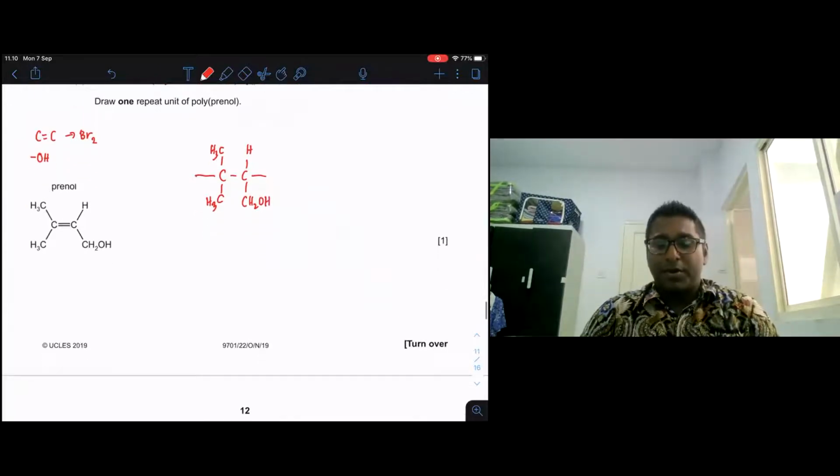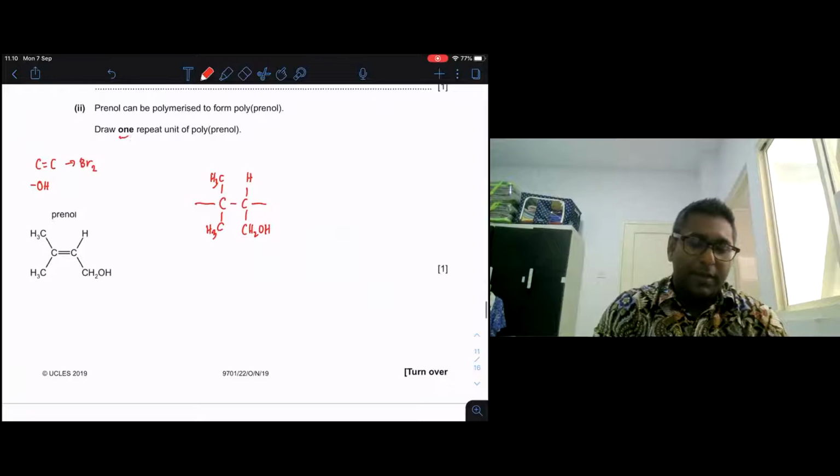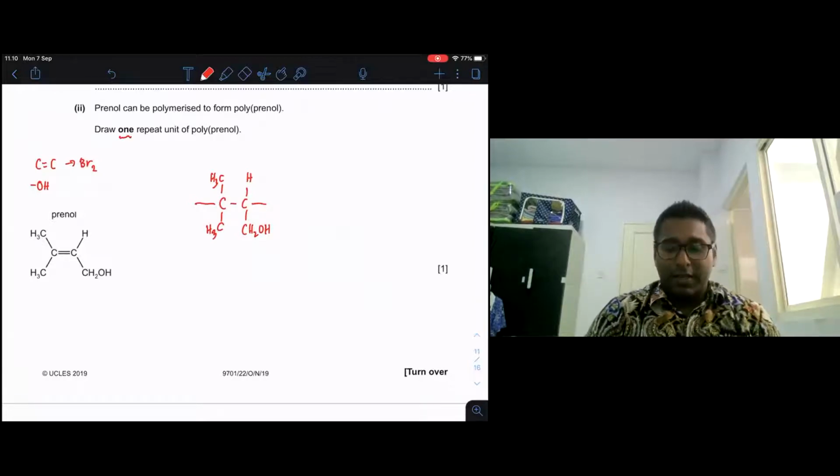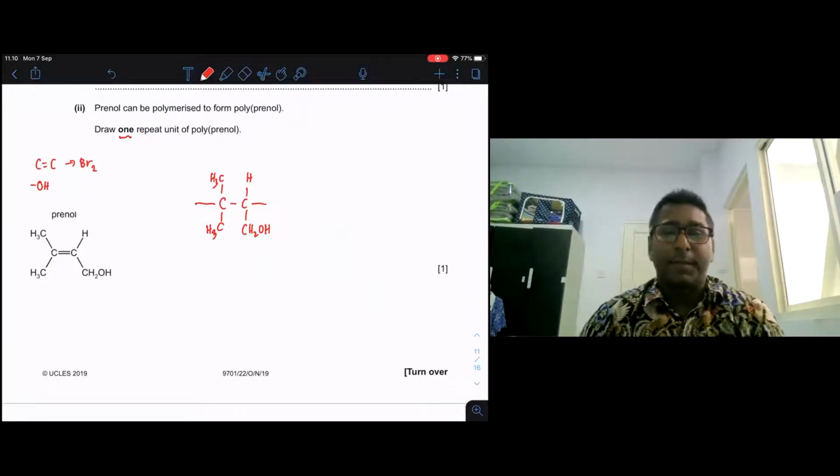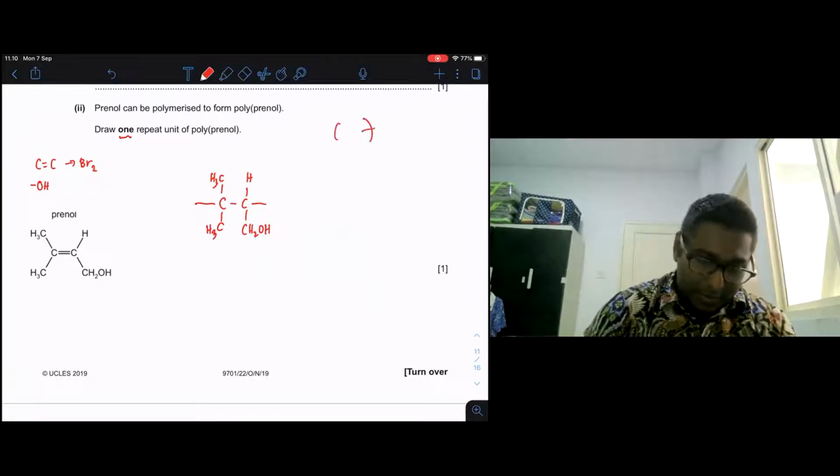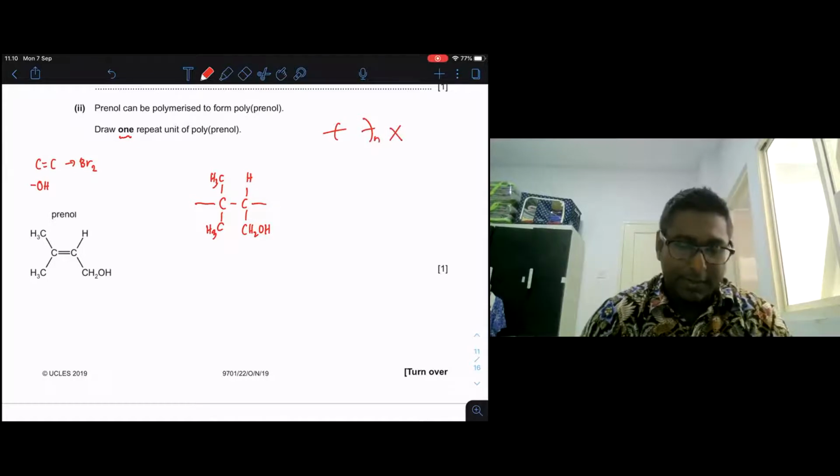The double bond is broken, so only one repeat unit. If they say two repeat units, then repeat it twice. Do I need to put a bracket and then n? No need.